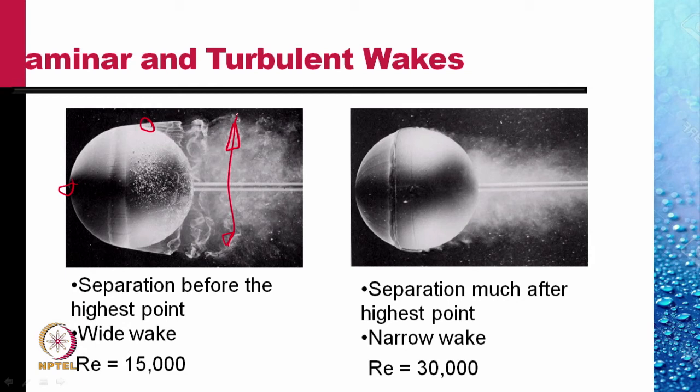However, if we increase the Reynolds number to about 30,000, the flow separates at about this point, much further down the spherical surface. And the extent of the wake is narrower. We will see later on in the course that a narrower wake indicates that the drag on the body is far less.